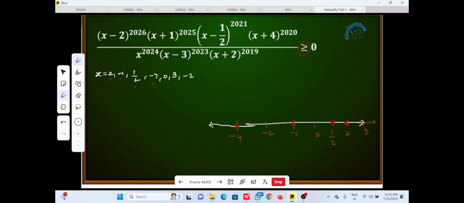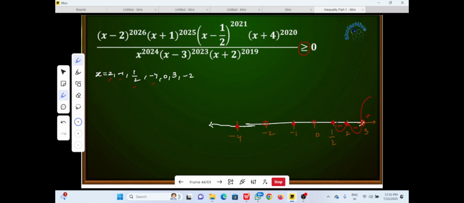Because these are the critical points of the denominator, it should be a hollow circle. Now start making the curve from the right, so here to here positive. Now this factor 3 is from here, an odd power, so it will change from positive to negative. Now 2 came from this one, and as this is an even power, the curve will not change its sign, it will continue like this.